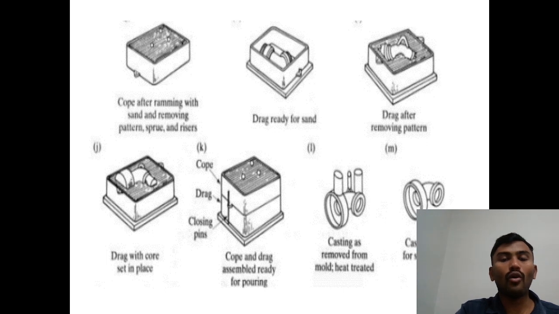After joining, we pour the molten metal. After that, we get our final product. This is the casting ready for shipment. This is our final product. This is what happens in sand casting.